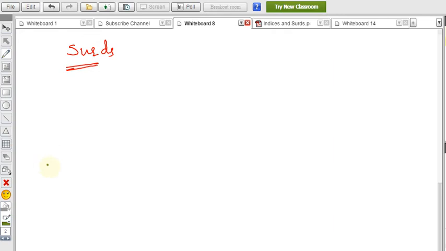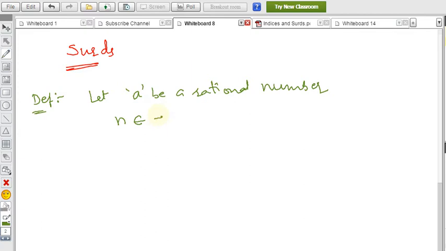Okay, what is a surd and what is it? Let a be a rational number. I'll explain this briefly. First we'll see the definition. Let a be a rational number, and n be a positive integer, n belongs to the positive integers.